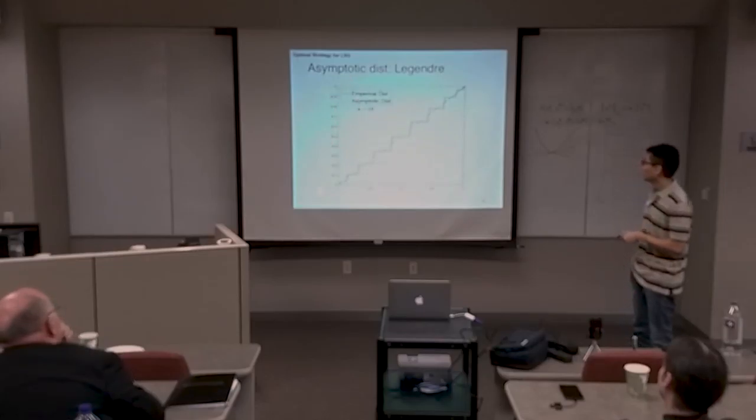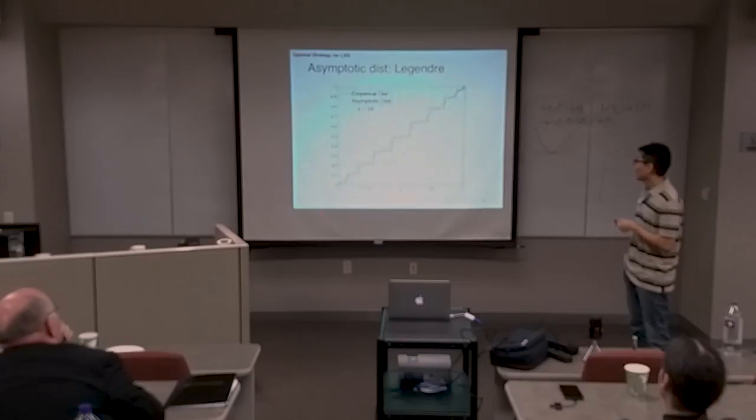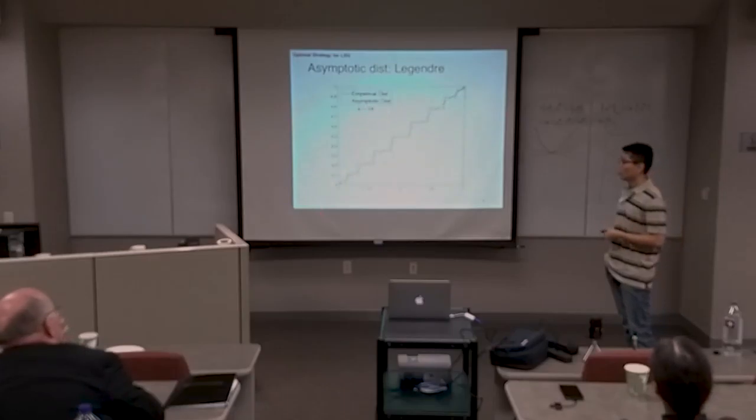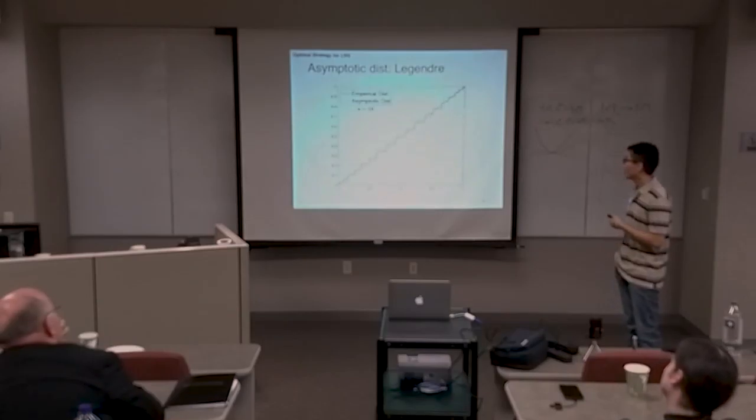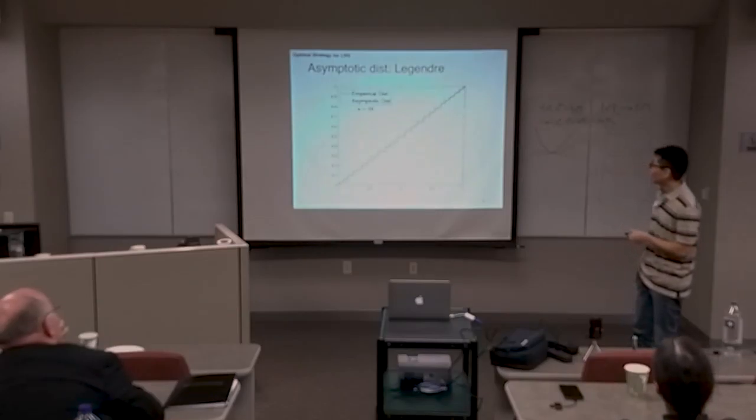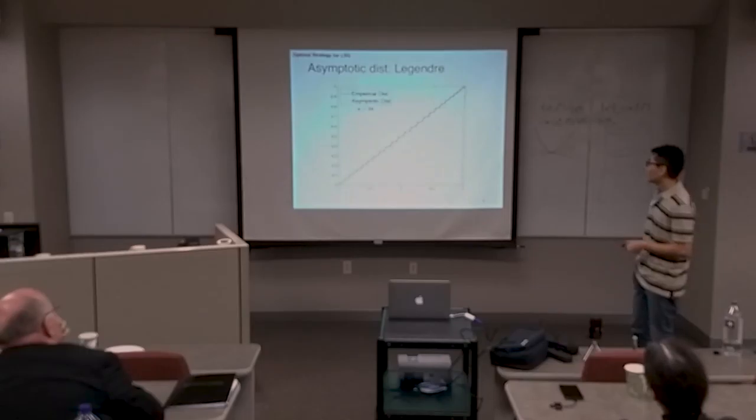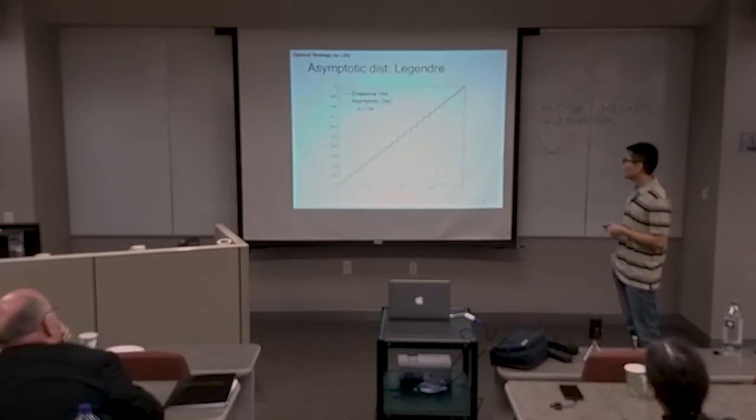So here we show the CDF of it as a red line, and blue is the empirical distribution. So this is the result when n equals 10, 20, and 30. As you can see, when n goes higher, the empirical distribution gets closer to the asymptotic distribution.